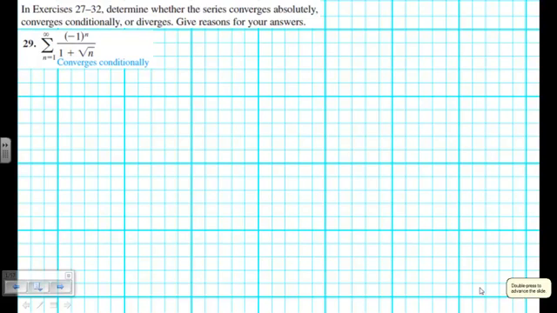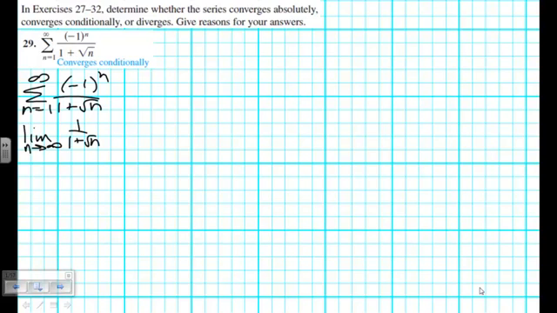Number 29 from section 9.5. So if we're going to do this, we're going to say first, does it converge? So let's check the alternating series. Yes. And so this alternating series is easy. The limit as n approaches infinity of 1 over 1 plus root n definitely goes to 0. Therefore, the series negative 1 to the n over 1 plus root n converges by AST.